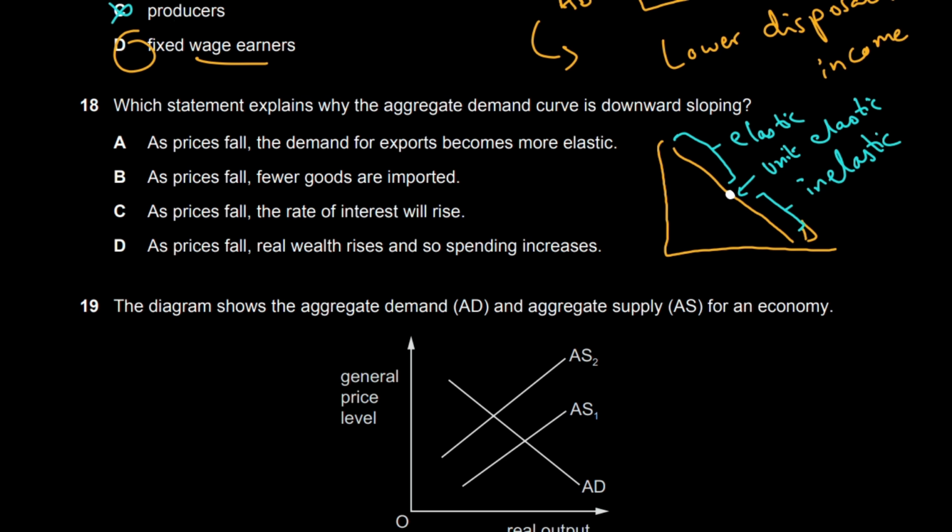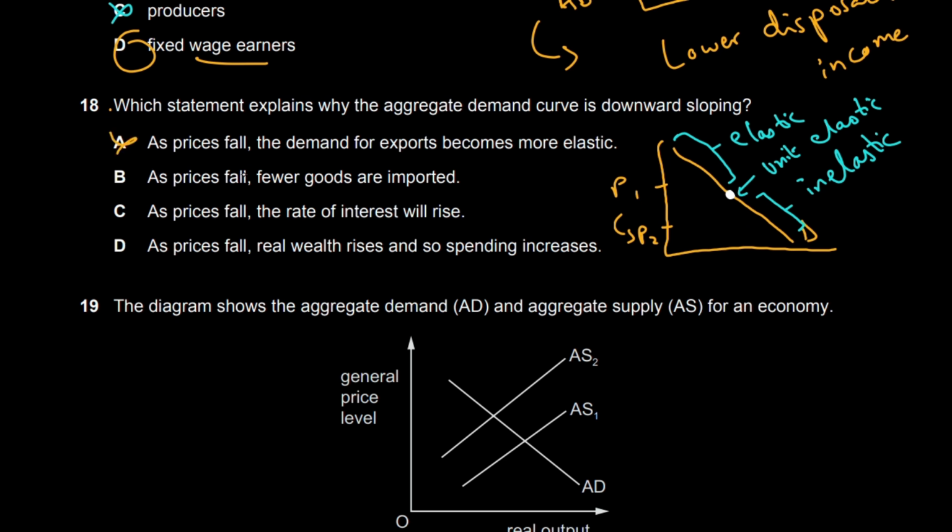With that in mind, we'll try to solve this question. As prices fall, demand for exports becomes more elastic. Now, for example, the price was here at P1, and as it fell from P1 to P2, the demand will move from the elastic area to the inelastic area. Hence, this is correct.